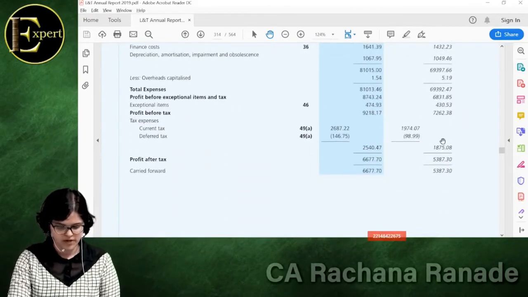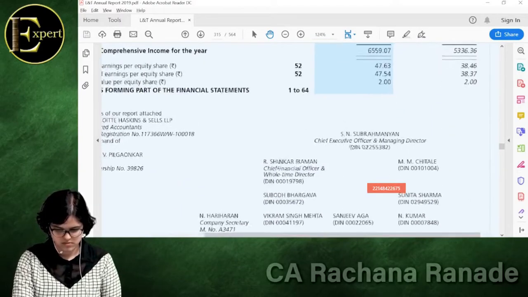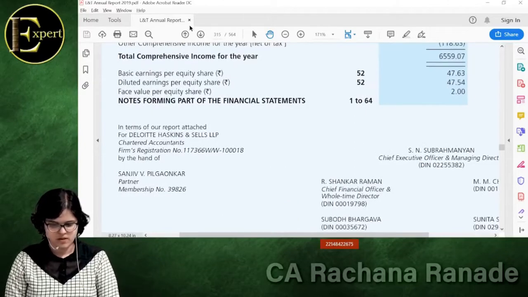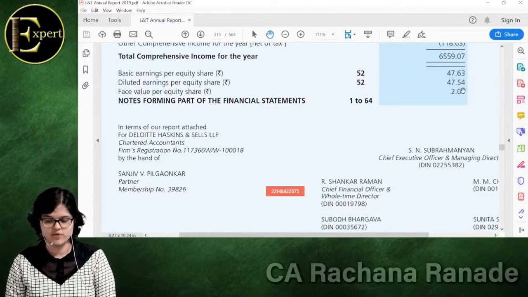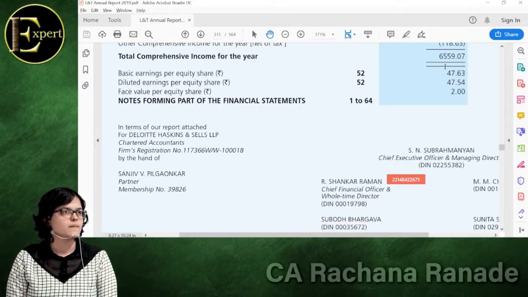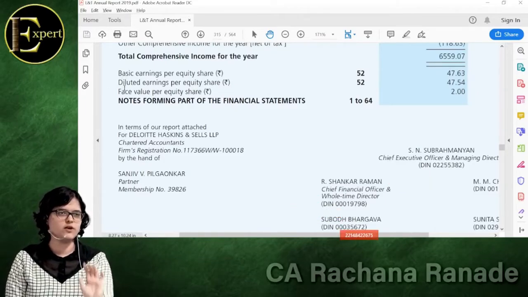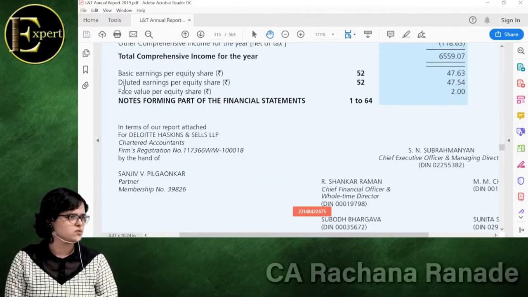In the profit and loss account, if I go down and down and down, you can see the basic earning per equity share is 47.63. There are two major concepts, basic EPS and diluted EPS. Diluted EPS is a very tricky concept, and we can ignore this for our analysis part also. This is taught directly in CA Final.